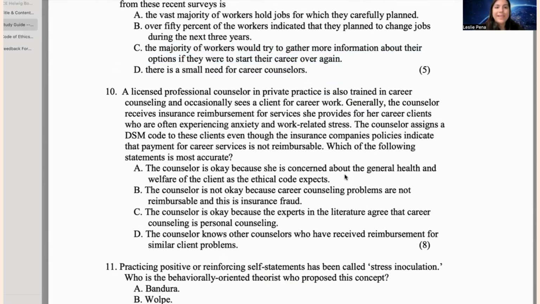Okay, number 10. A licensed professional counselor in private practice is also trained in career counseling and occasionally sees a client for career work. Generally, the counselor receives insurance reimbursements for services she provides for her career clients who are often experiencing anxiety and work-related stress. The counselor assigns the DSM-5 codes to these clients, even though the insurance payment for career services is not reimbursable. Which of the following is the most accurate?